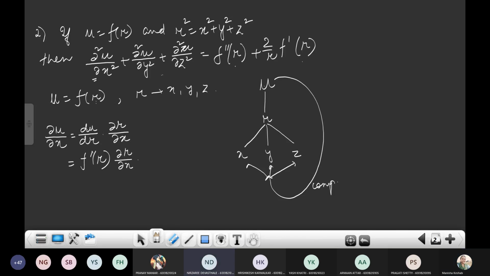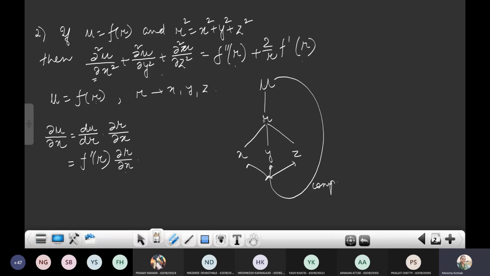Ma'am, I just want to understand why did you take du by dr? Because here u is a function of one variable r. The moment it is a function of a single variable, we don't take partial derivative, we take total derivative, right? And whenever the function is depending on more than one variable, at that time we need to consider partial derivative. That's why this tree diagram helps us to write.